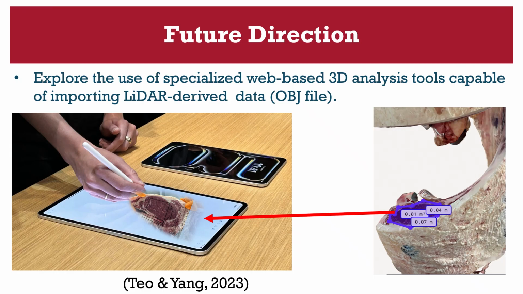We started with the iPhone. As you can see from the second picture on the Polycam, when we were trying to draw the area using our finger, we got a thick line which was not precise, and so we hypothesized that using an iPad with the Apple Pencil, we could be more precise. But again, we tried and still we were getting that thick line, and so that's one of the limitations of Polycam. And so we are trying to explore other specialized web-based 3D analysis tools where we can import the LiDAR OBJ file and maybe try to get the area.